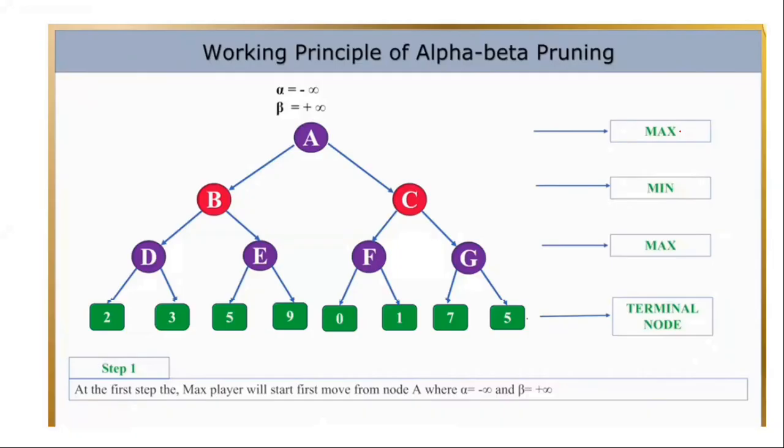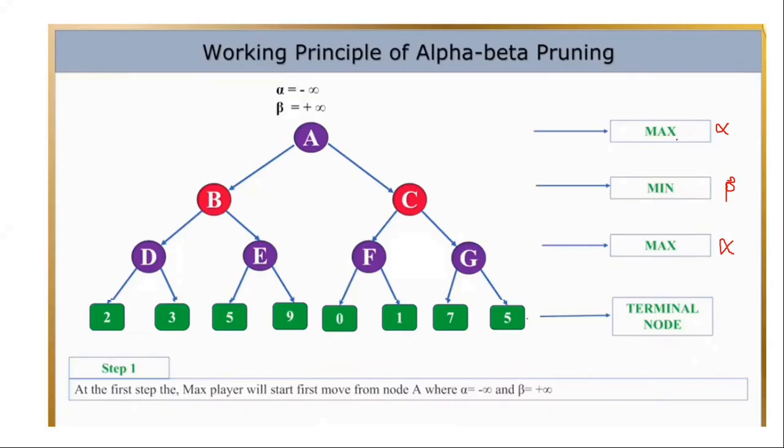One more thing we have to remember. Max means we have to update the value of alpha. Min means we have to update the value of beta. Again, max means you have to update the value of alpha. That also you have to keep in mind always. And when we are starting the problem, as the first step, what do you want to find out? Maximum.